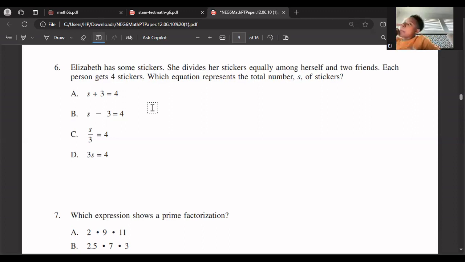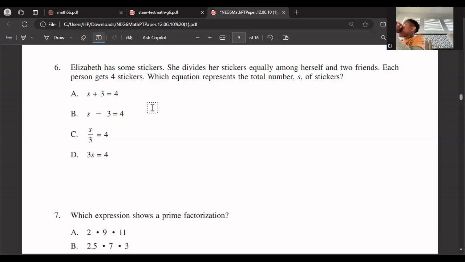Now please, EJ, whenever you are studying mathematics, pay close attention to details. Read between the lines to understand the expression, okay? Simple. The answer is right there in the expression. She divides it equally among herself and 2 friends. That's 3. S divided by 3 equals 4. Each person gets 4 stickers. So the answer is C.